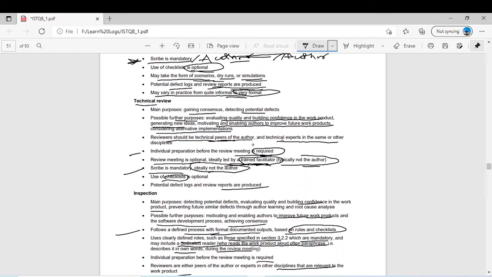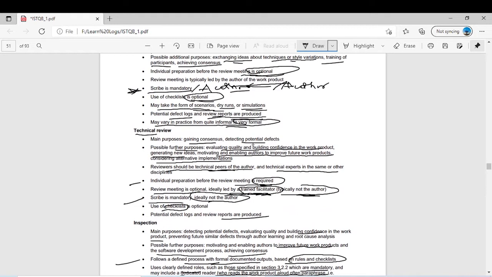Review meeting is optional. Again, review meeting is optional here. If you want to do a review, maybe, otherwise you can give your suggestions through email or whatsoever. It is ideally led by a trained facilitator, typically not by the author. If you see, informal review was led by the author, walkthrough is also led by the author, but technical review is normally led by a trained facilitator or moderator, ideally the facilitator, not the author.